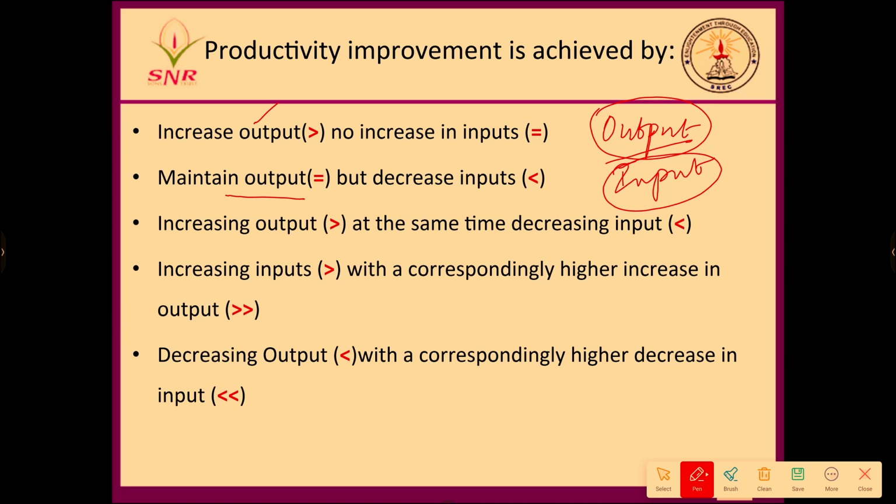The third case is to increase the output and at the same time decrease the input. Another case is to increase the input, and then you have to increase the output, but the increase of output should be more than the increase of the input. The last case is to decrease the output. When you are decreasing the output, the input has to be decreased correspondingly by a higher amount, so as to maintain productivity greater than 1.